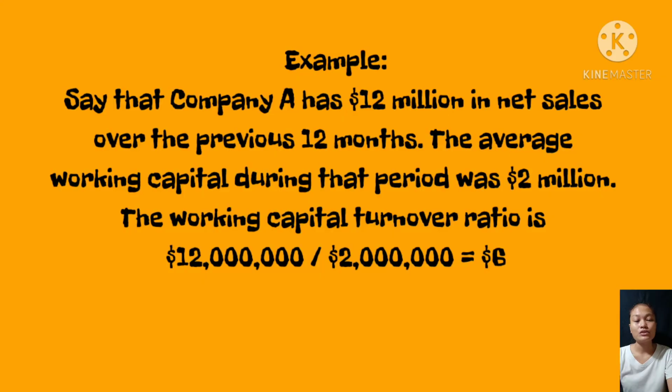For example, say that Company A has $12 million in net sales over the previous 12 months. The average working capital during that period was $2 million. The working capital turnover ratio is $12 million divided by $2 million, which is equal to 6. This means that every dollar of working capital produces $6 in revenue.